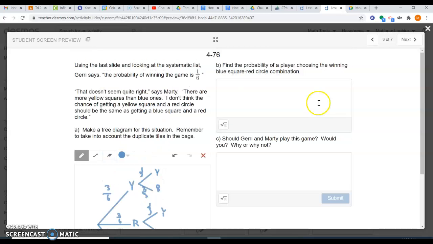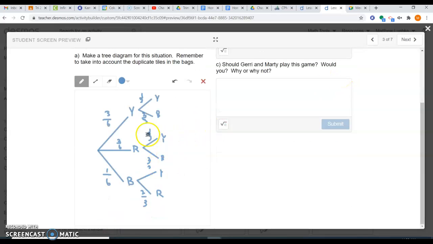Now, if I want to figure out, like it's asking here, what's the probability of winning the game or choosing that blue and red combination? Well, when I use a tree diagram, I need to multiply down the branches. That's what I say, multiply down the branches. So if I want blue and then red, well, a blue is 1/6, a red is 2/3. I'm multiplying both of those branches, so 1/6 times 2/3. 1 times 2, the numerators, gives me 2. 6 times 3, multiplying the denominators, I get 18. So 2 out of 18, that reduces down to 1/9.